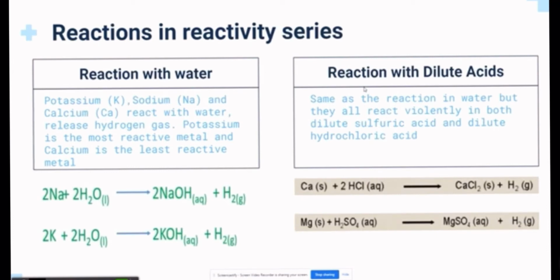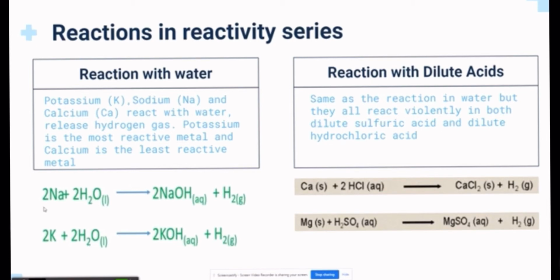The reactions in the reactivity series. There are 2 reactions: reaction with water and reaction with dilute acids. In reaction with water, potassium, sodium, and calcium react with water and release hydrogen gas. 3 of them are alkali metals, so we can conclude that potassium is the most reactive metal and calcium is the least reactive metal.